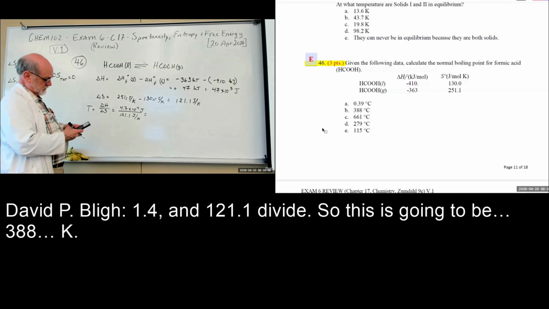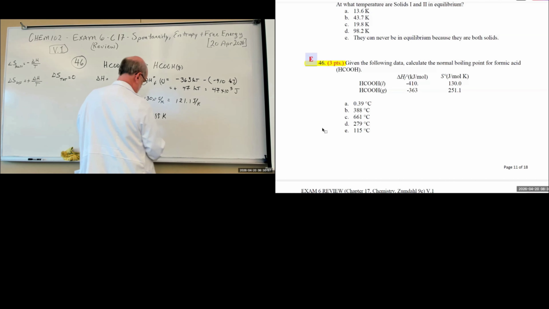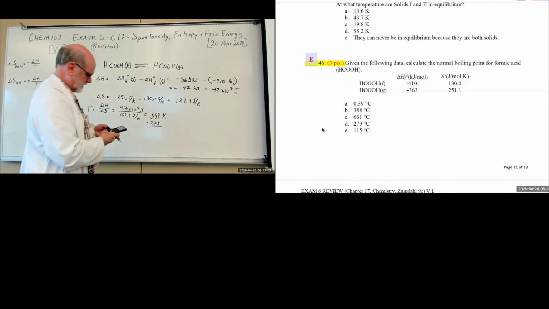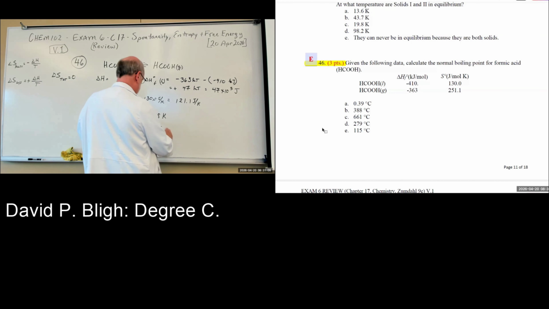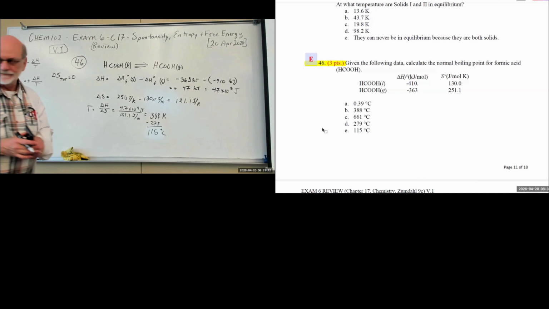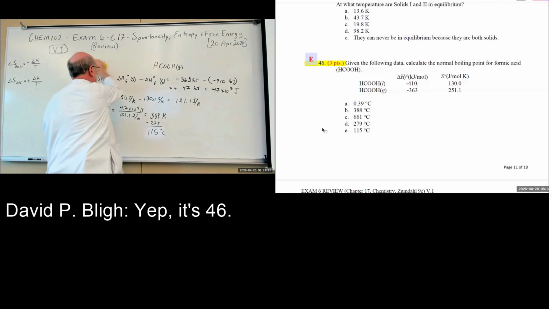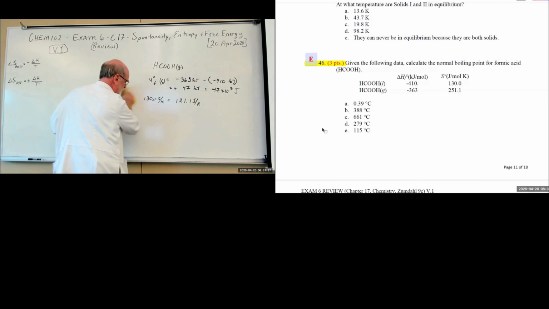4.7 times 10 to the fourth divided by 121.1 is going to be 388 K. And then we subtract 273 from it, so I get 115 degrees C. Yeah. That was number 46, a multi-step problem.